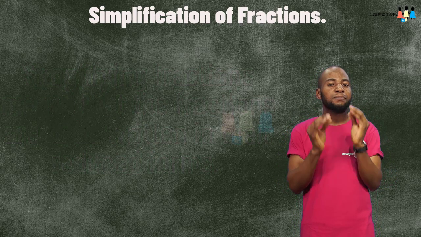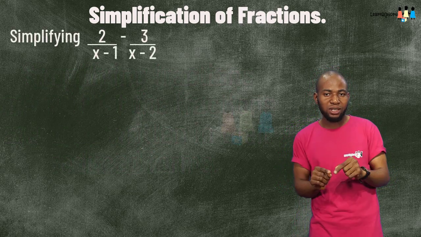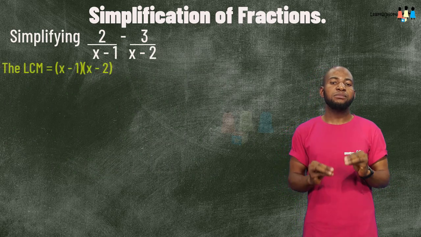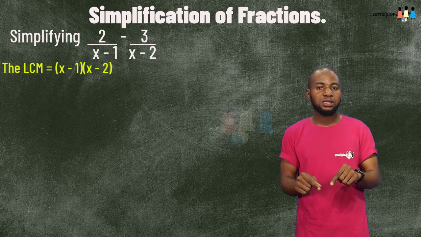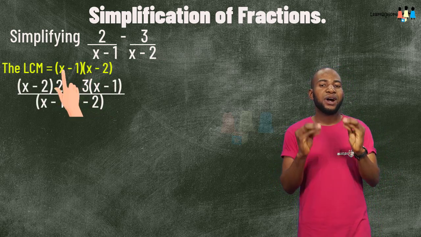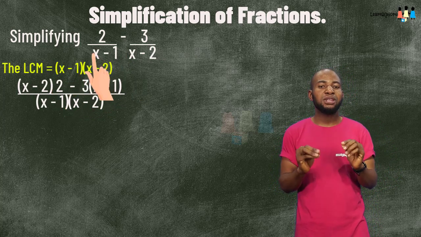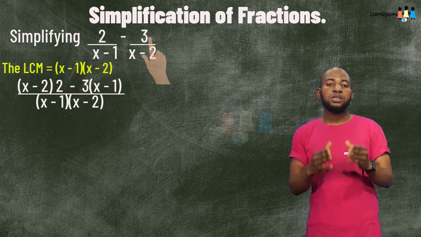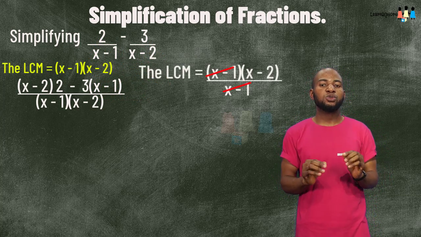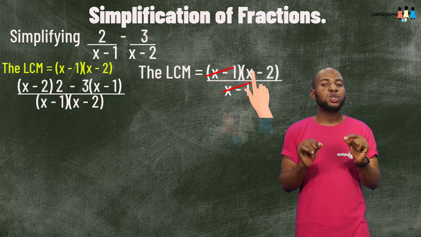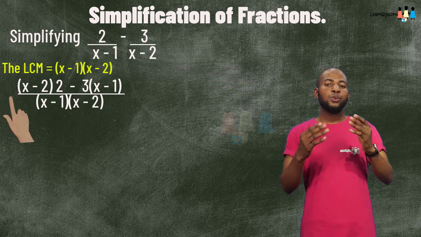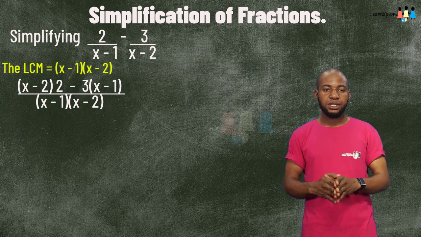For example, simplify 2 over x minus 1 minus 3 over x minus 2. The LCM is (x minus 1) times (x minus 2). This denominator is divided by this, and we use the remainder to multiply the numerator. Here is how I did it. Place it like this. This one will cancel out this, so the remainder is what I use to multiply the numerator. We have this. We do the same for the second part, and we have this.